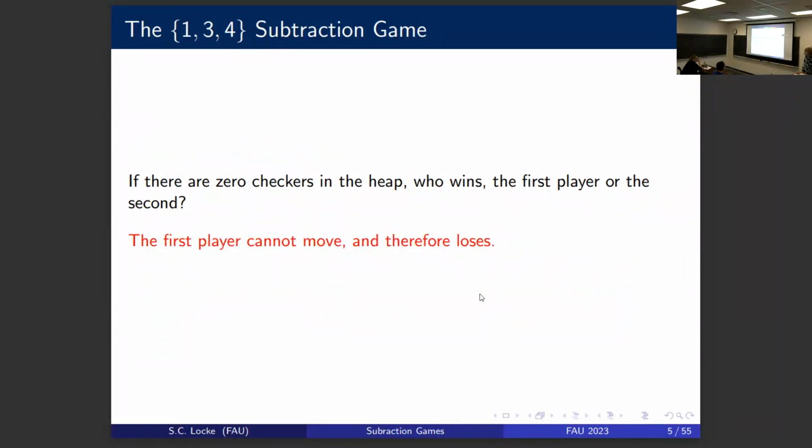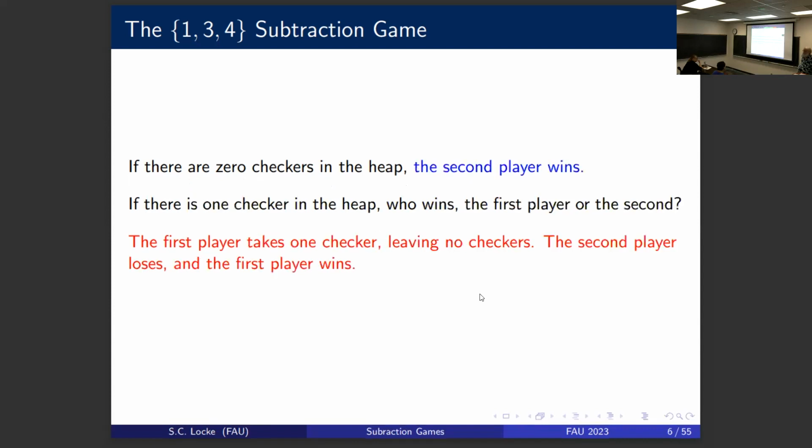So obviously, if there's 0 checkers in the heap, who wins, the first player or the second? Well, the first player can't move, so the first player loses, the other player wins. So 0 is a loss for the first player. If there's 1 checker, the first player takes that 1 checker. So the second player doesn't have a move, the first player wins.